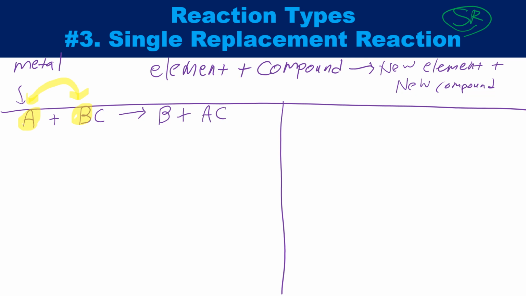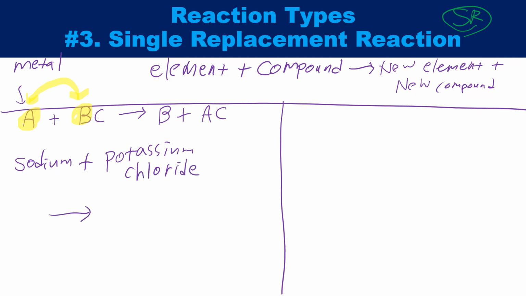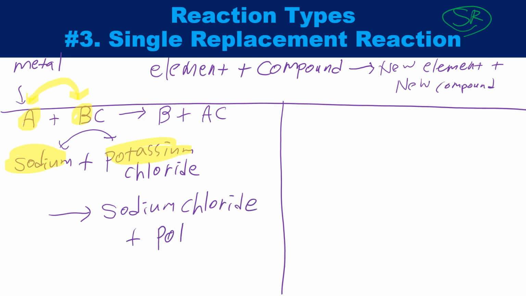An example of that can be, for example, if I have sodium metal being added to potassium chloride. Then the sodium and potassium switch places and produce, instead of sodium, sodium chloride with potassium. That is one of the outcomes. And this outcome has to happen with a metal.